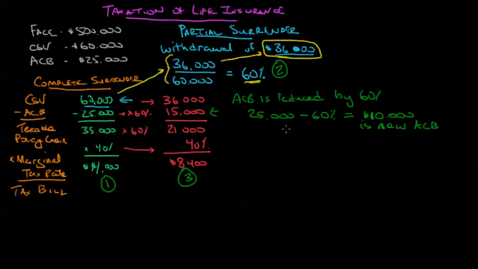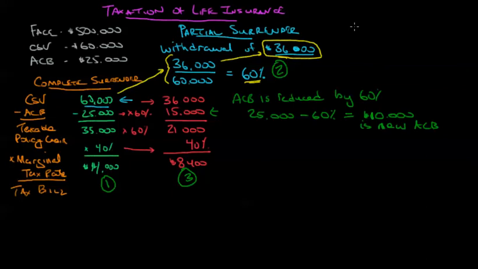This, by the way, is very similar to what you're going to do with a partial surrender for a segregated fund, the only difference being there that you would have a capital gains treatment of whatever your taxable gain is. Even with mutual funds is pretty similar to what happens.